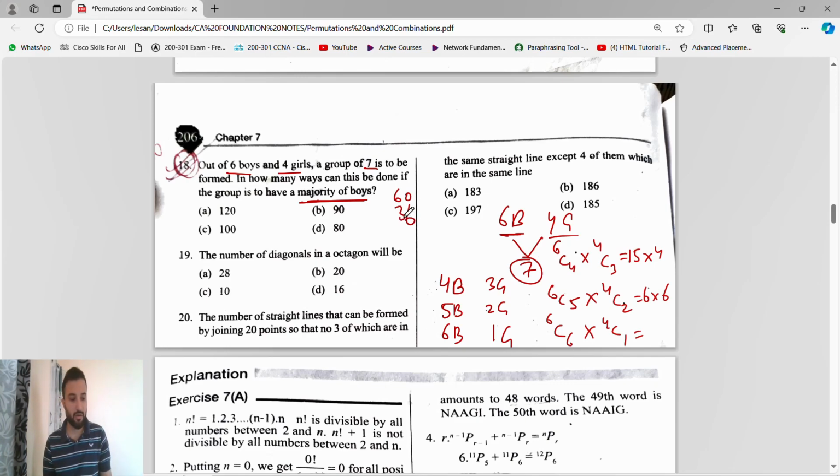36, and then 6c1 is 6 factorial, 6 minus 6 is 0 factorial, and this 0 factorial is 1, into 4c1, which is 4 factorial divided by 4 minus 1, 3 factorial, is 4. So 60 plus 36, 96, plus 4, so 100. Yeah, the answer is 100. Simple thing, you have to use the small brain.